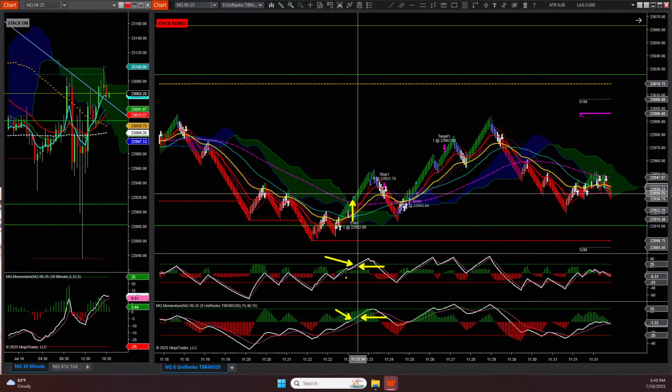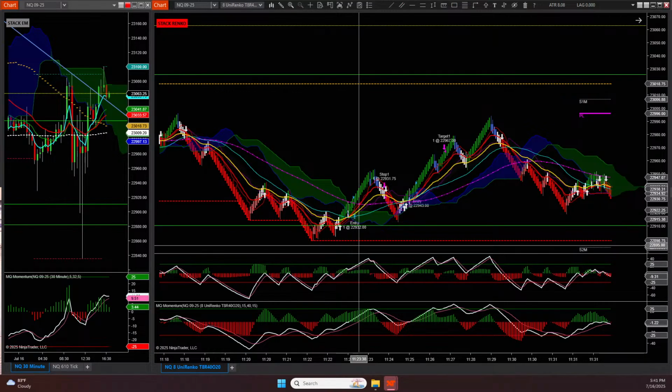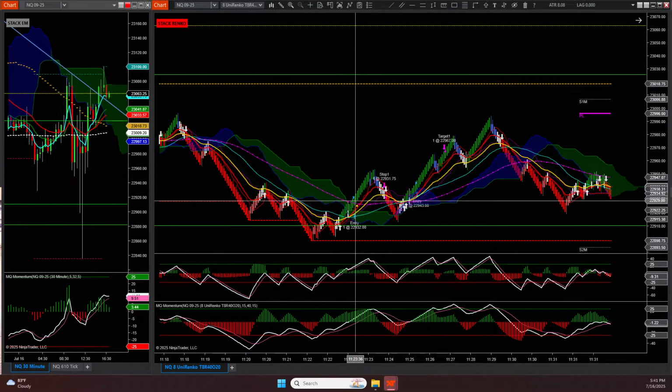I saw the stochastics or MQ momentum moving to the upside there, above the zero line, and then here as well. So it was crossing, moving along. So you see the green histograms in both of these charts, in these 2 indicators. So I just took that trade right here.